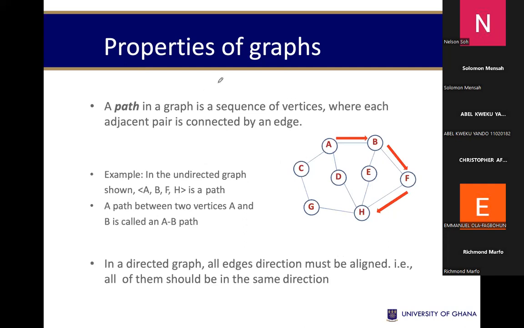Let's look at a path. A path in a graph is a sequence of vertices where each adjacent pair is connected by an edge. When we talk of an adjacent pair, all we are saying is that two vertices share the same connector. So vertex A and vertex B are sharing the same connector, so we can call A and B adjacent. We can also call A and D adjacent to each other, and A and C the same. But A is not adjacent to J because there's no straight connector.